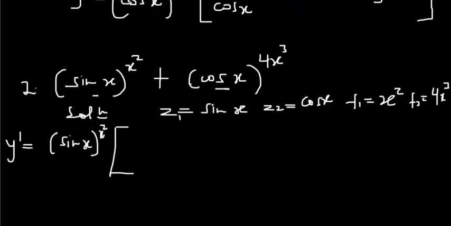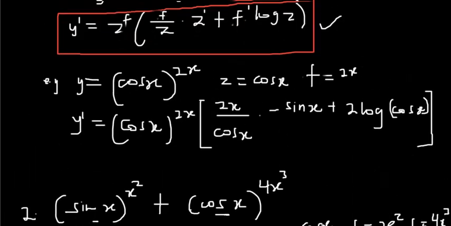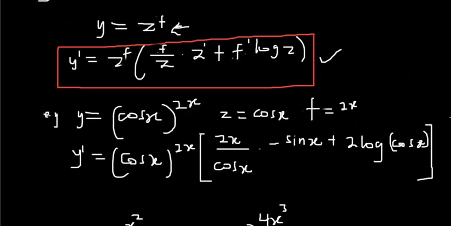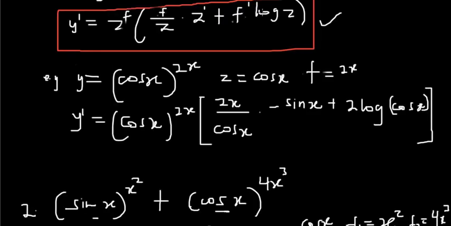So let's do that. We have our f1, which is x squared, on z, which is sine of x. You multiply that by your z prime, just from here. Now z prime, so when you take the differential of sine of x, you end up with cos of x. You add that to, from here, f prime log of z, okay.